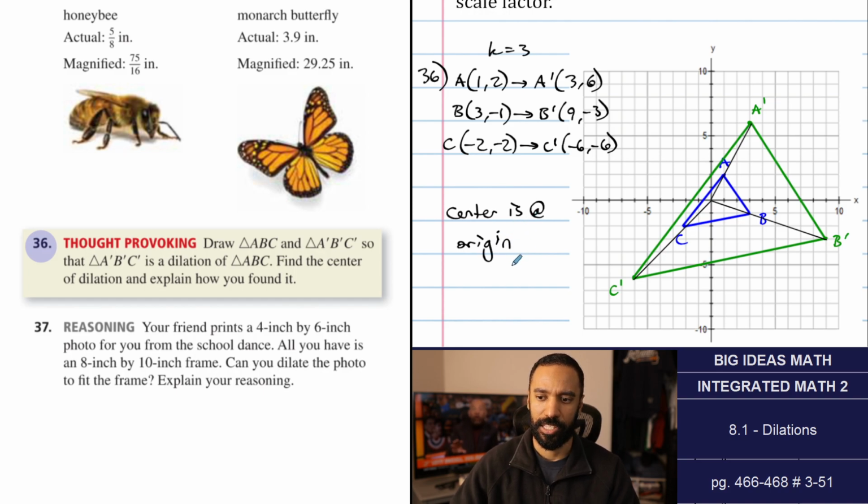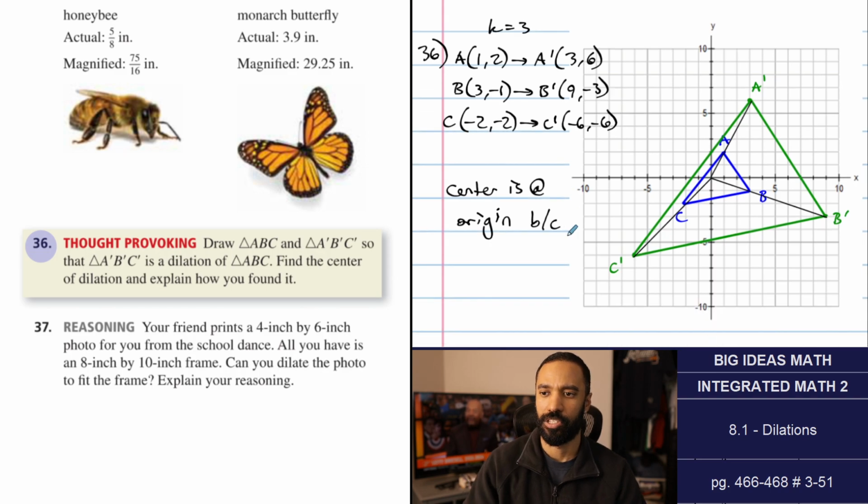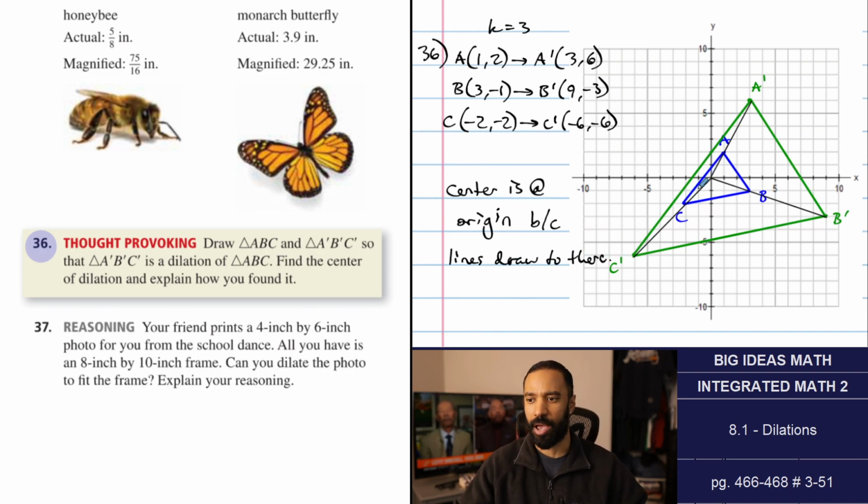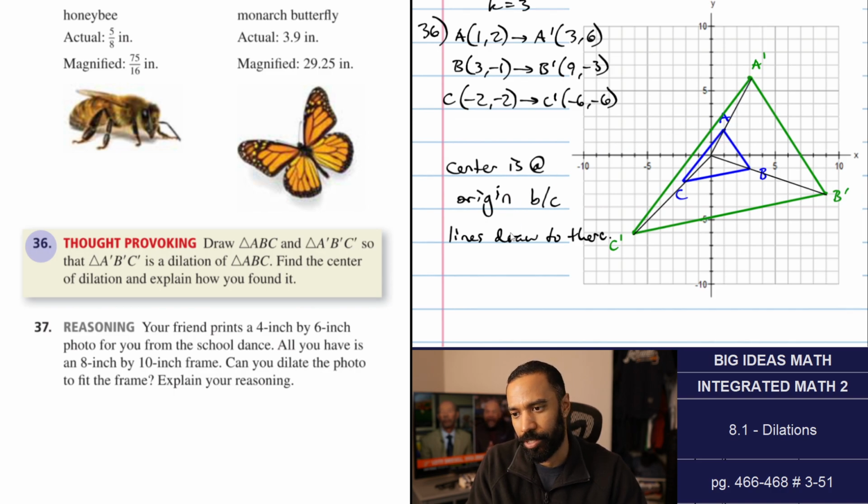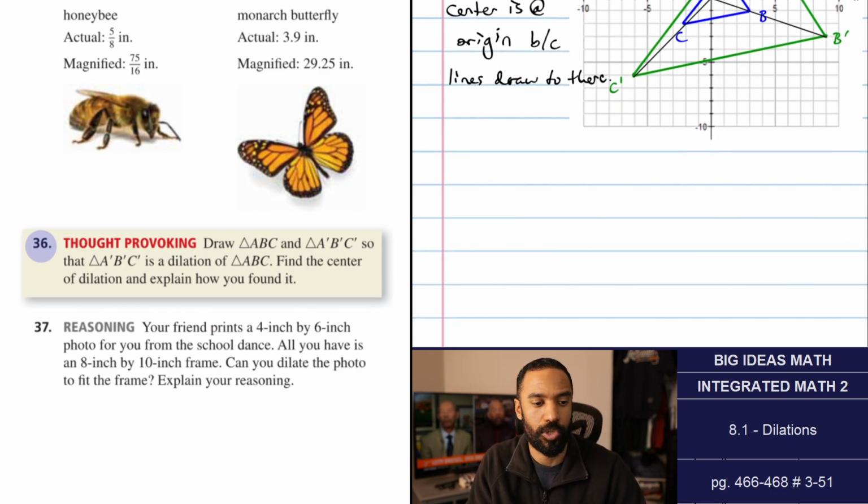Now, it's both by intent and because of lines, because lines draw to there. Hopefully you can make sense of what I did. I drew lines from C prime through C into the origin, or I probably drew out from the origin, but even still. From B prime through B goes to the origin, from A prime through A goes to the origin. But this was also by intent. It was the way that I multiplied things out to create it. Kind of a weird question, unless they gave me the actual points.